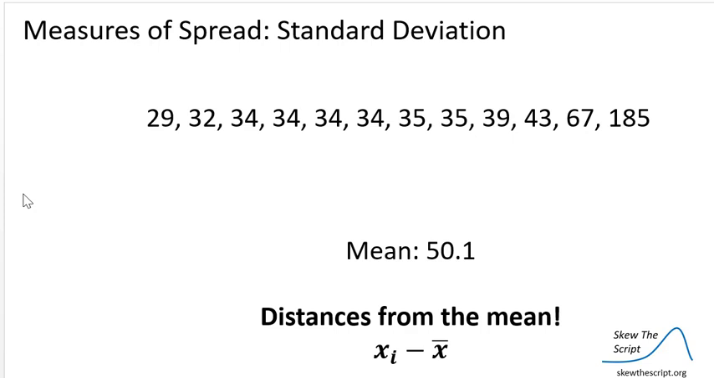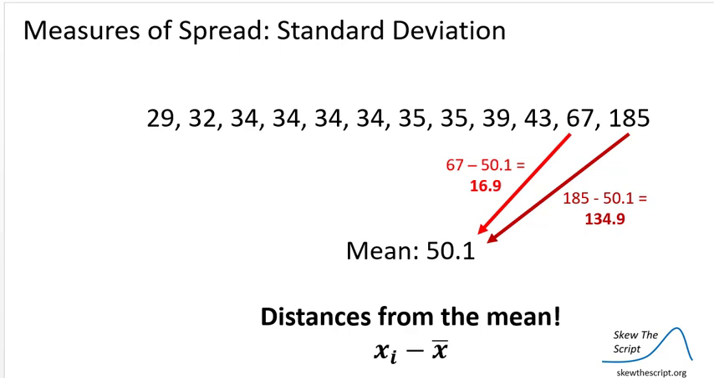So what we are going to do is we have this little guy right here. This distance is from the mean. We saw x sub i, and this just means data point, and then we're subtracting the mean from that data point. So for example, with that 185, we would say data point 185. We know the mean is 50.1. So when we subtract that, I get 134.9. We take data point 67 and subtract 50.1 and get 16.9.